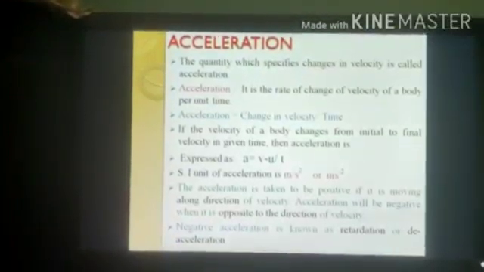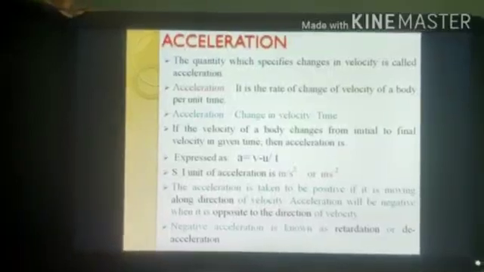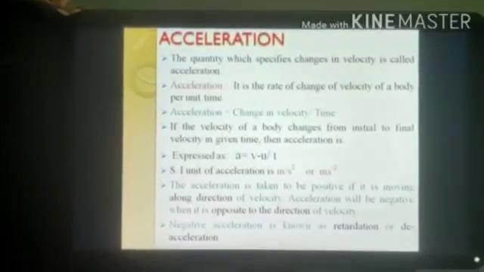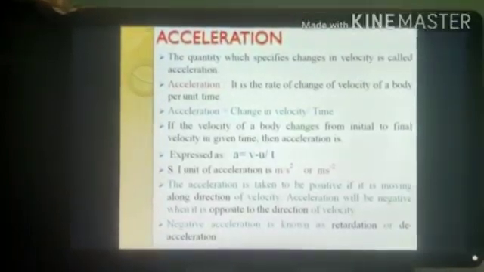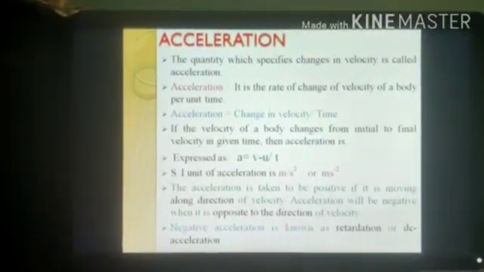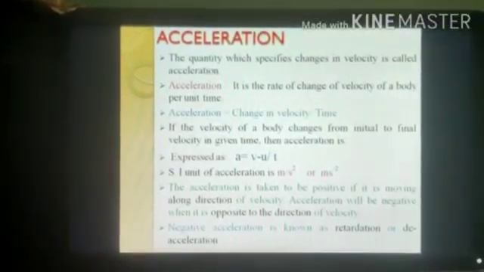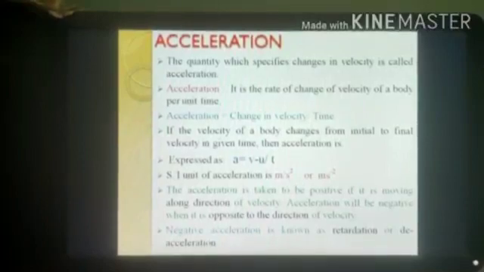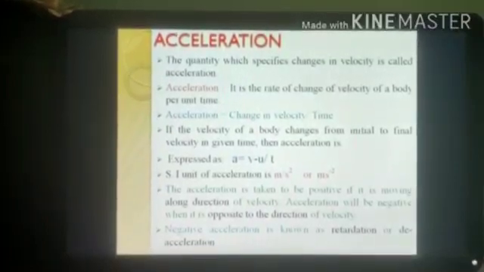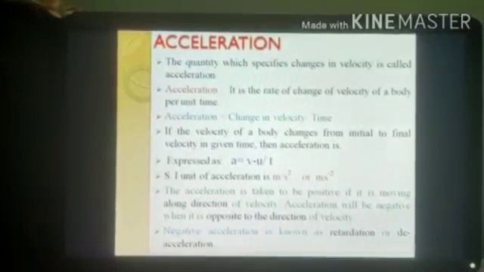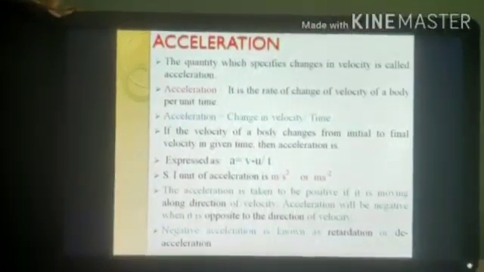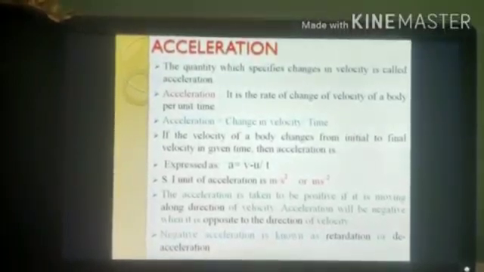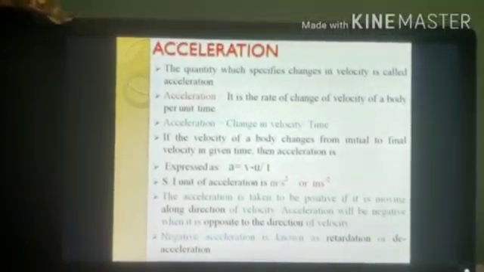The acceleration is taken to be positive if it is moving along the direction of velocity. Acceleration will be negative when it is opposite to the direction of velocity. For example, you are taking your reverse gear and moving your vehicle backward, that is a negative acceleration. Negative acceleration is known as retardation or else deceleration. I hope this concept is clear to all of you.